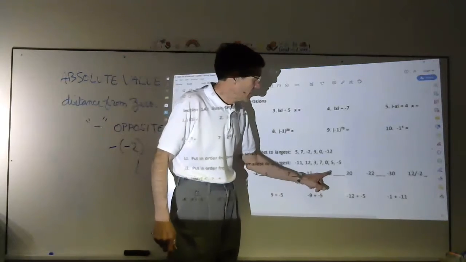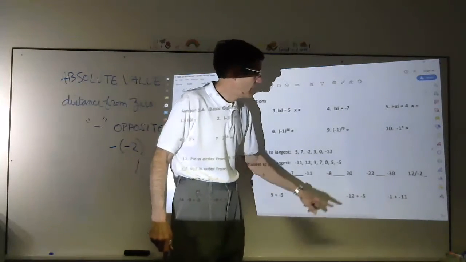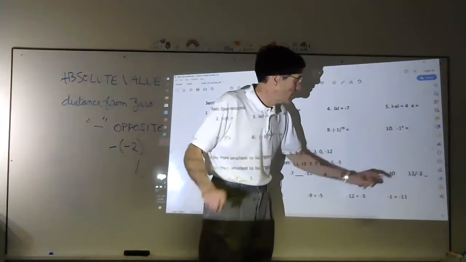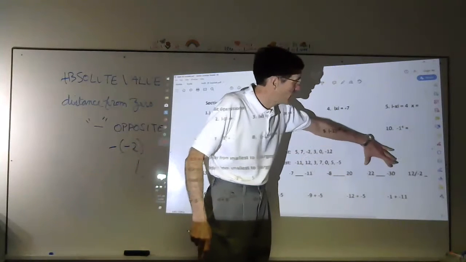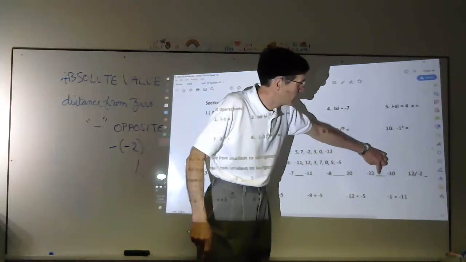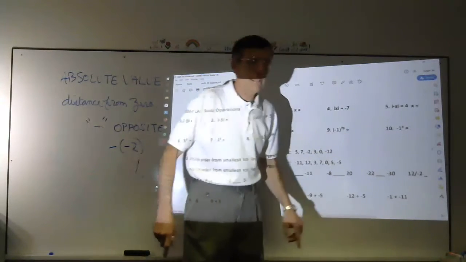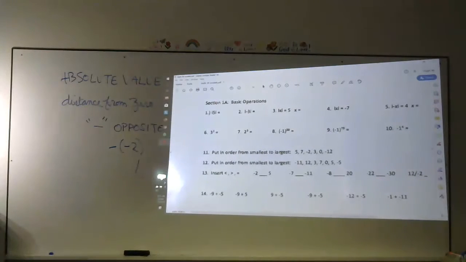Here, once again, negatives are always smaller, less than positives. Here, the -30 is further to the left, or say it the way I just said, 30 is always bigger, but because they're both negatives, flip it, so -22 is bigger. Okay? And the last one.